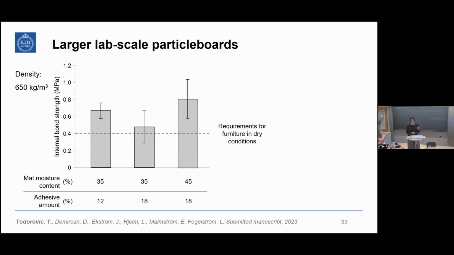And the boards that I've previously shown are particle boards that were 9 by 7 centimeters, or small lab-scale particle boards. But to see how mat moisture content affects larger boards, we prepared particle boards with around 30 by 30 centimeter dimensions. And first, what we saw is that if the pressing time is long enough, we do not have any blisters or delamination.